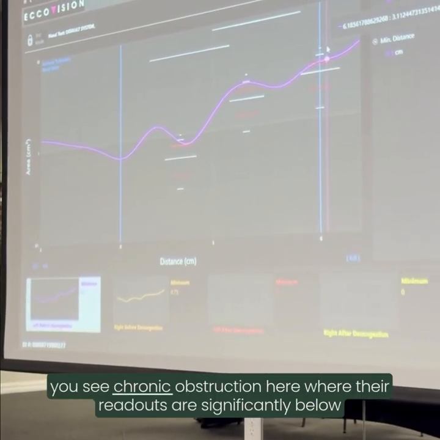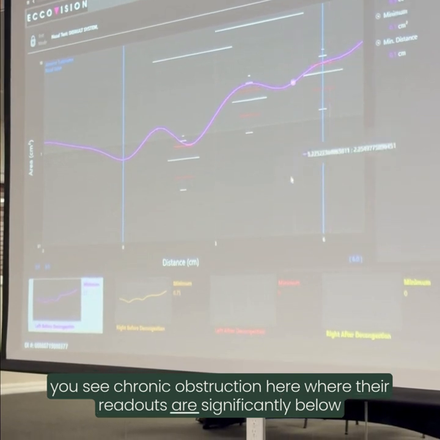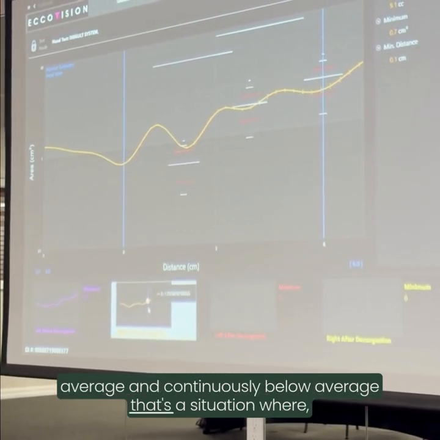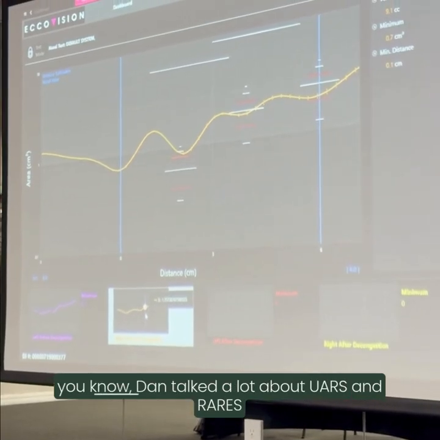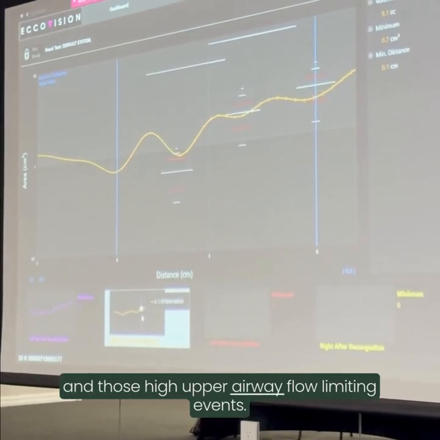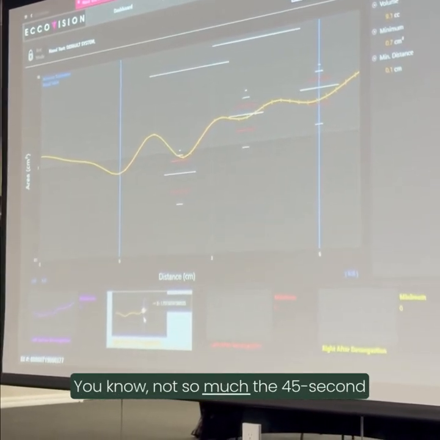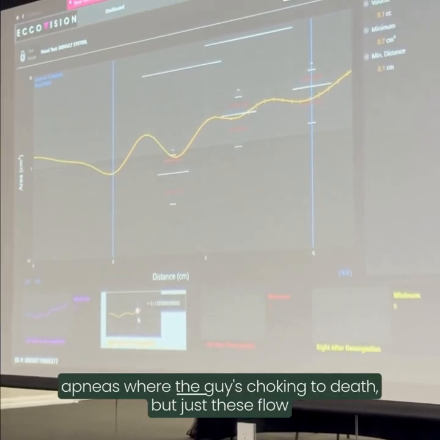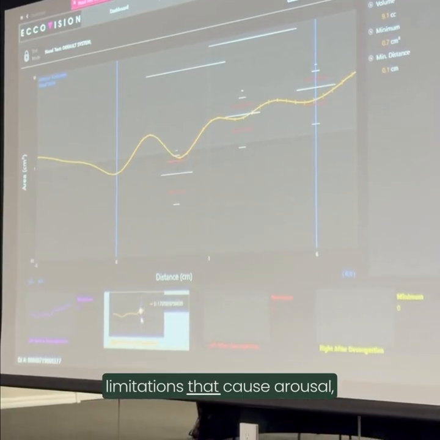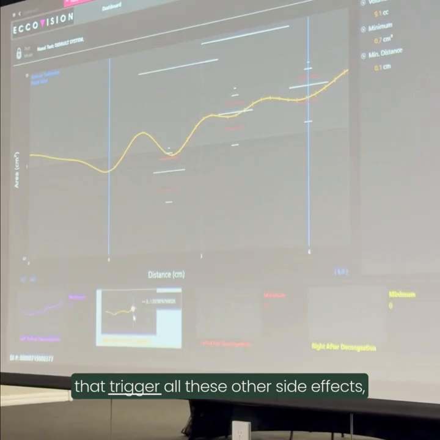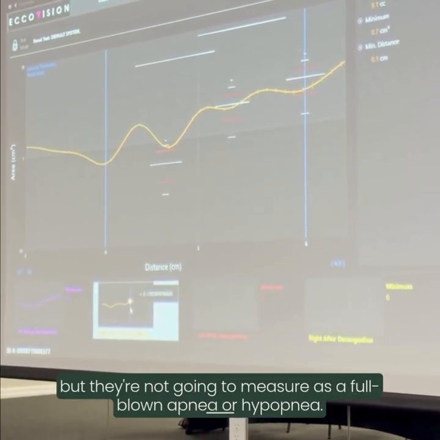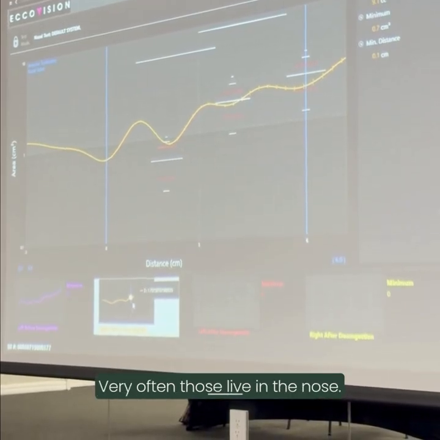If you see chronic obstruction here, where their readouts are significantly and continuously below average, that's a situation where, as Dan talked a lot about, UARS and RARAs and those high upper airway flow limiting events. Not so much the 45-second apneas where the guy's choking to death, but just these flow limitations that cause arousal, that trigger all these other side effects, but they're not going to measure as a full-blown apnea or hypopnea. Very often those live in the nose.